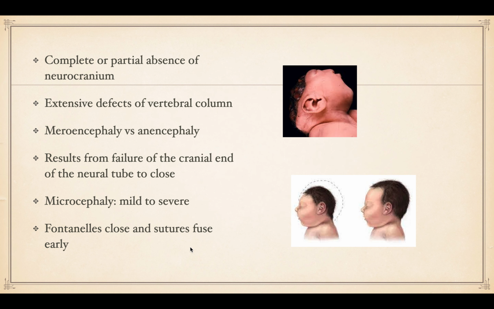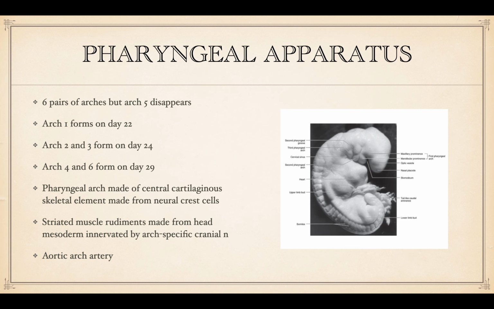I didn't really write this down, and I think it should be fairly obvious, but all of these skull deformations will result in developmental delay and intellectual disability. Okay, so let's go on to the pharyngeal apparatus. There are going to be 6 pairs, but the 5th arch will disappear.